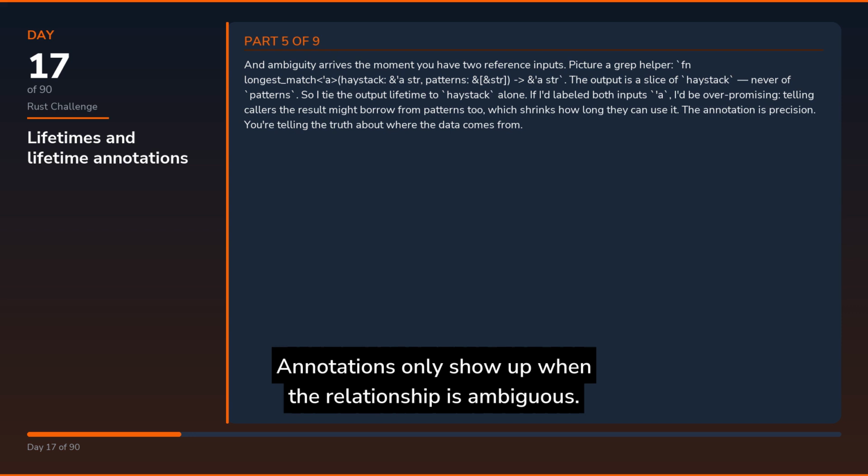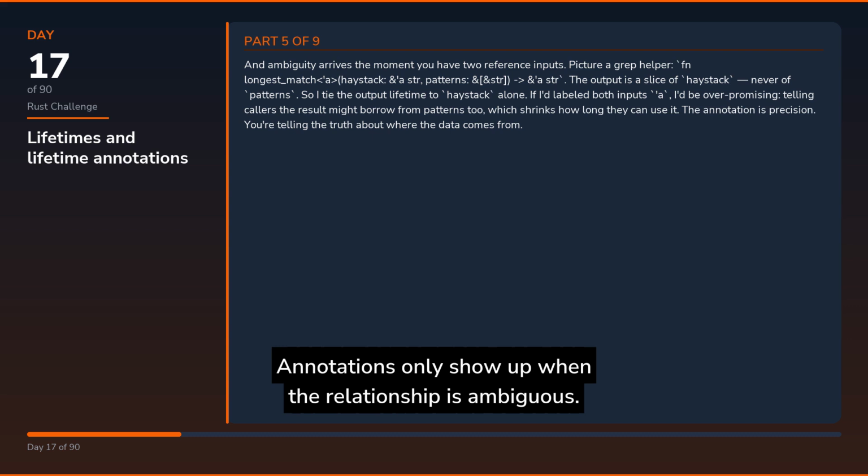Picture a grep helper, fn longest_match<'a>(haystack: &'a str, patterns: &str). The output is a slice of haystack, never of patterns. So I tie the output lifetime to haystack alone. If I'd labeled both inputs 'a, I'd be overpromising, telling callers the result might borrow from patterns too, which shrinks how long they can use it. The annotation is precision. You're telling the truth about where the data comes from.